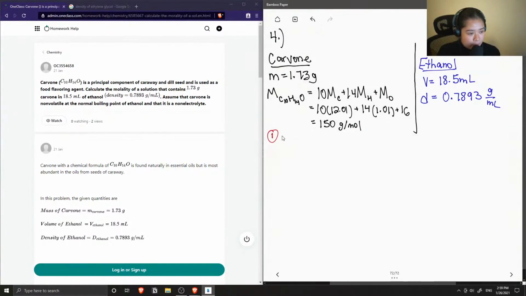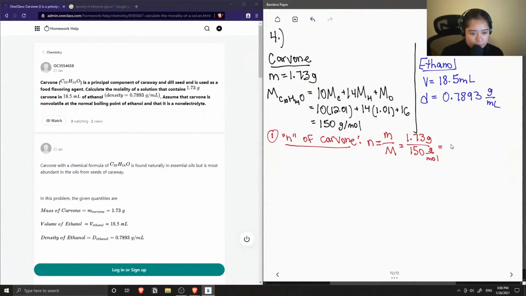Step 1 is to find the number of moles of carvone. So since we have both mass and molar mass, we can use the equation number of moles is equal to mass divided by molar mass. So our mass is 1.73 grams and the molar mass is 150 grams per mole. This gives us a number of moles of around 0.0115 moles.